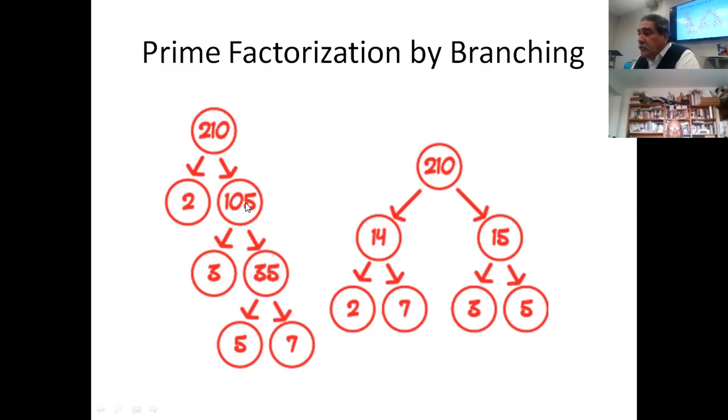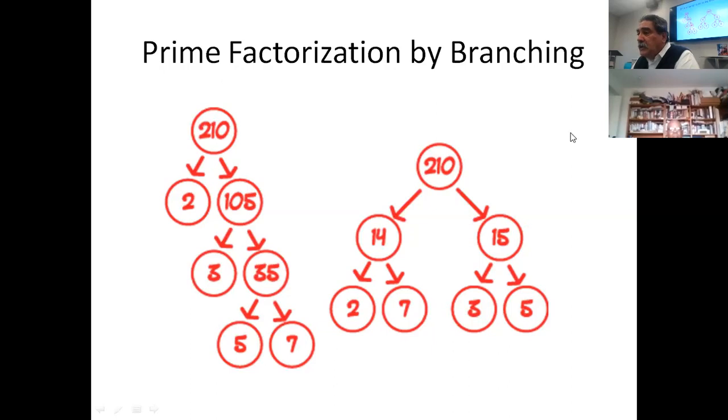This is a composite number. Now, 35 is a product of the 2 primes, 5 and 7. When I get to the level where the products are all prime, you stop there. So the prime factorization of the number 210 is 2 times 3 times 5 times 7.